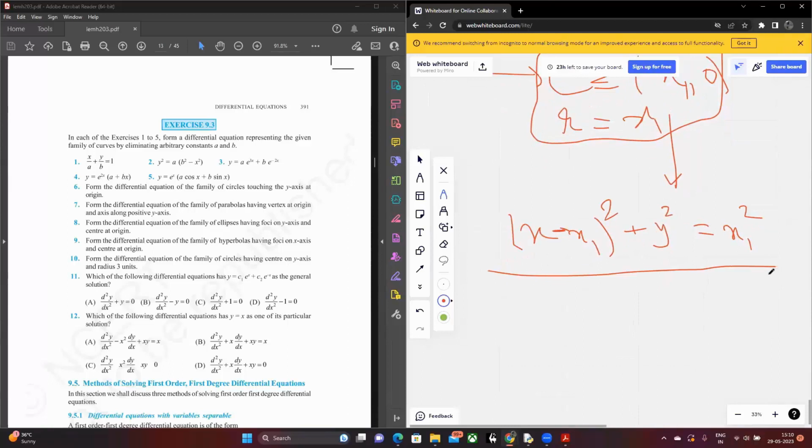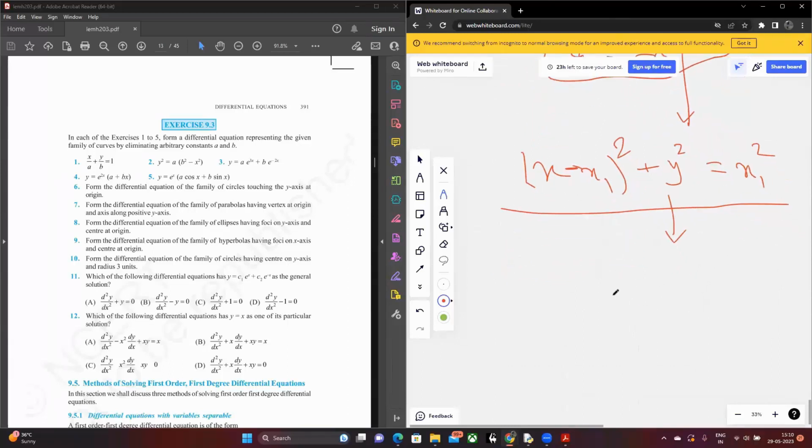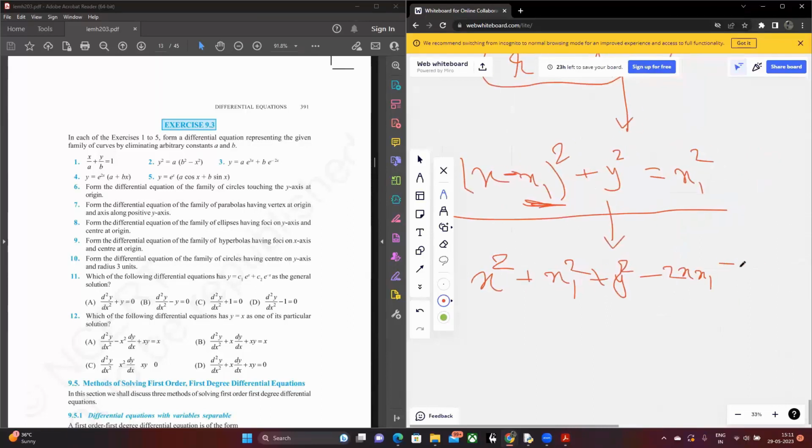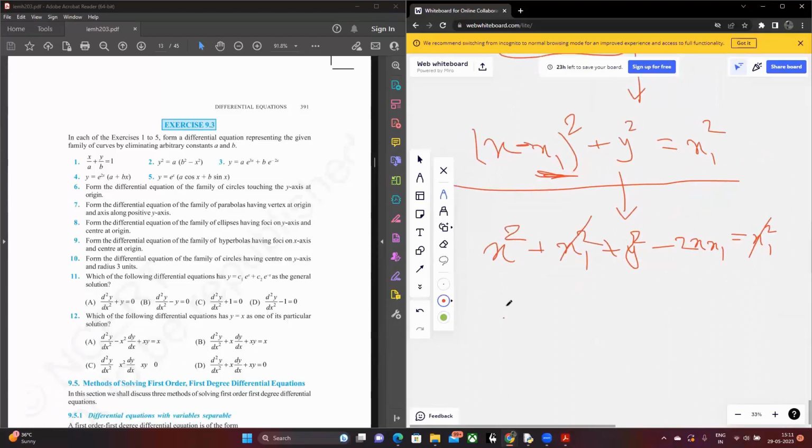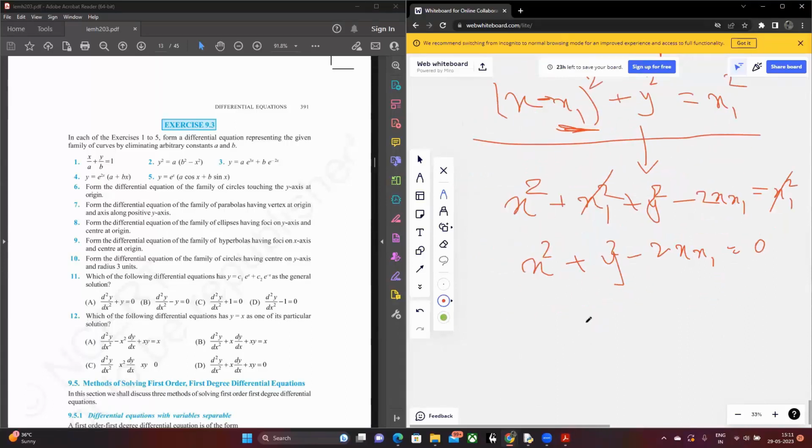So this is the equation of a circle. To bring this into a differential form, again, know that there is only one arbitrary constant, that's x1, and not two. So make it standard, right? So it's x squared plus x1 squared plus y squared minus 2x x1 equals x1 squared, right? x1 square cancels out and you're left with x squared plus y squared minus 2x x1 equals 0, right?